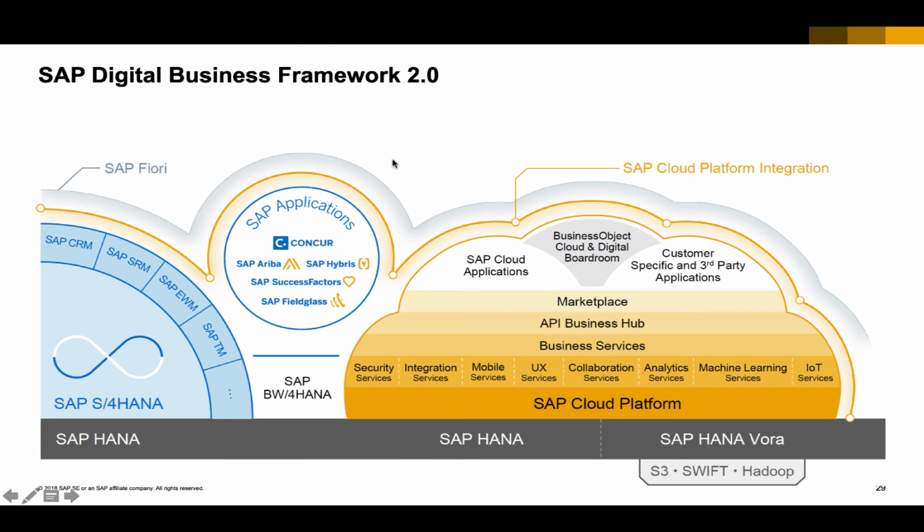SAP S/4HANA is just one part of the digital business framework. We have SAP S/4HANA as the core ERP. We have standalone solutions like CRM, EWM, and TM, which have now been integrated in SAP S/4HANA, creating one single ERP, one single source of truth, providing you insights into every kind of information.